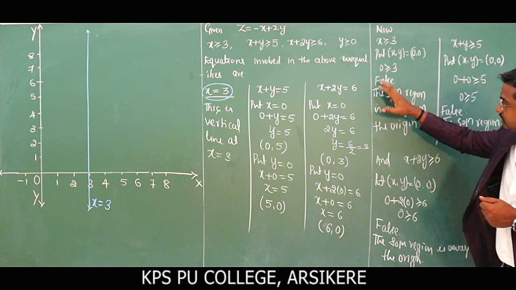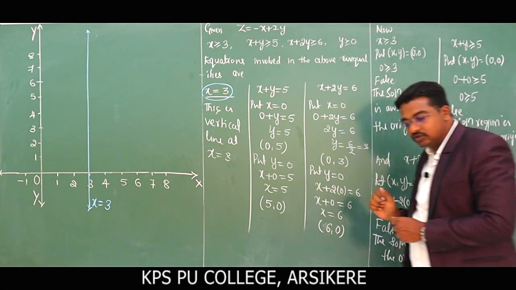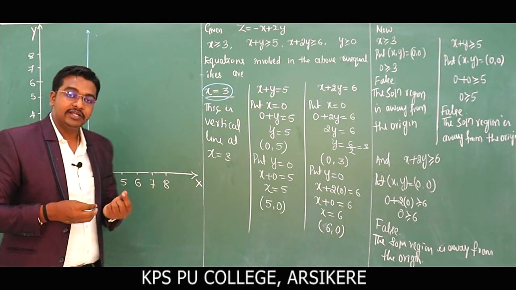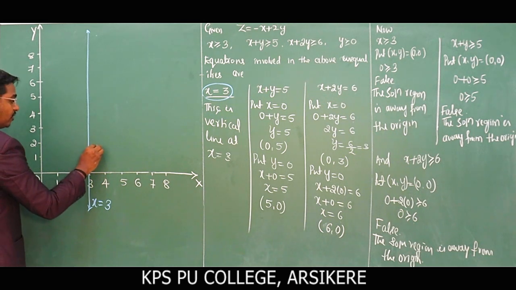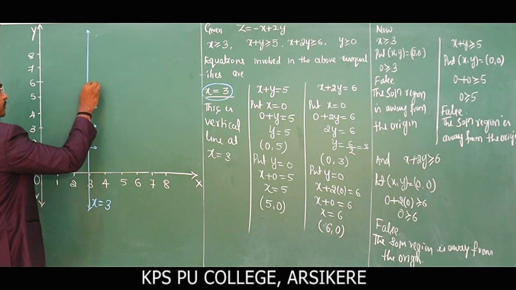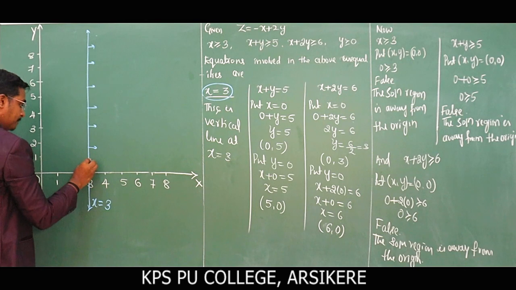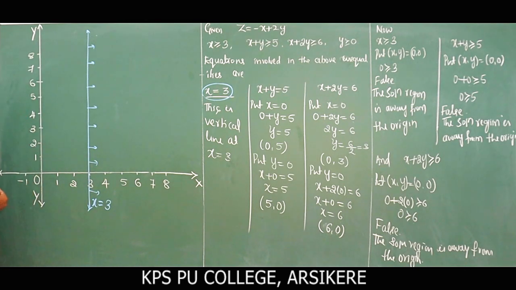It means this is a false statement, hence the solution region is away from the origin. Solution region is away from the origin, opposite to the origin. Okay, draw the arrow marks. Clear? Okay, then come to the second one.